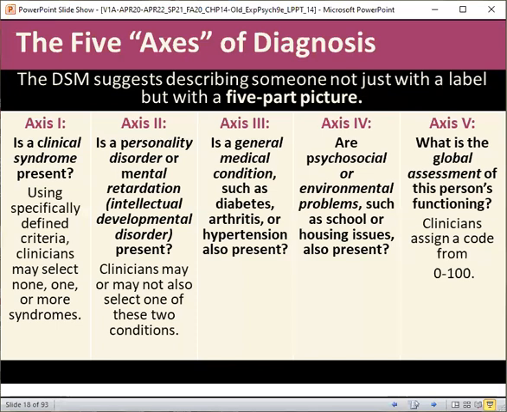And Axis 5, what is the global assessment of this person's functioning? Clinicians assign a code from 0 to 100. Now, I've not really used this, but the idea is that this source, the DSM, gives you a really good picture by asking the right questions and collecting the right data.